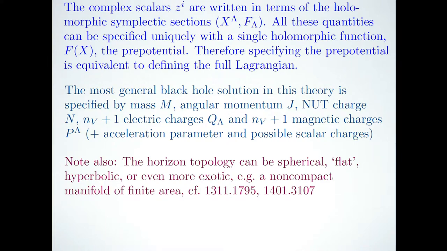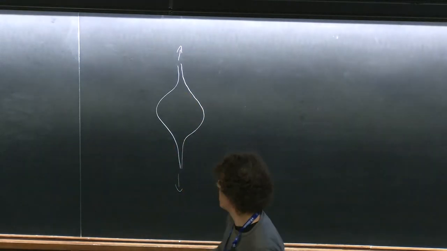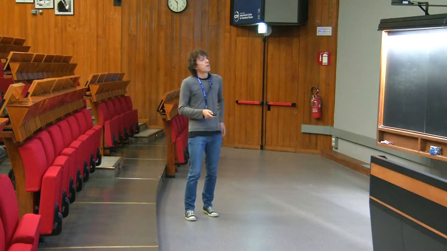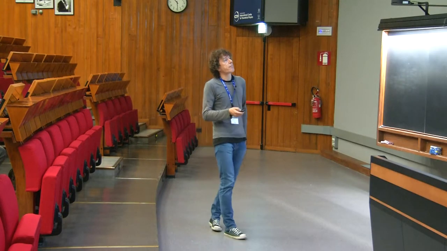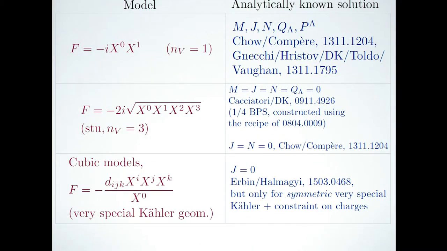And it goes up here and down up to infinity, so it's non-compact, but nevertheless, it has finite area, so it has finite Bekenstein-Hawking entropy. So you can also have this. I have many possibilities. Now, let us look at some specific models.